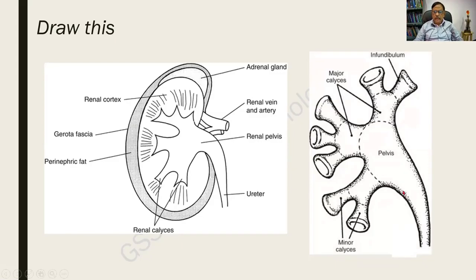You have got the ureter, and this leads on to the renal pelvis, which again branches off into the calyx. The calyx in turn leads to the minor calyces. The entire unit can be called a pelvicalyceal system. And this is the infundibulum or the opening of the calyx.